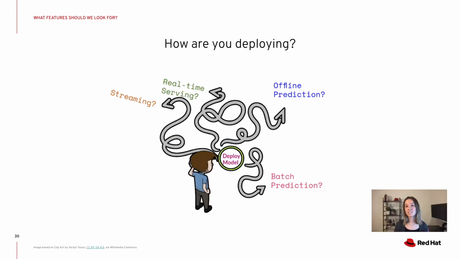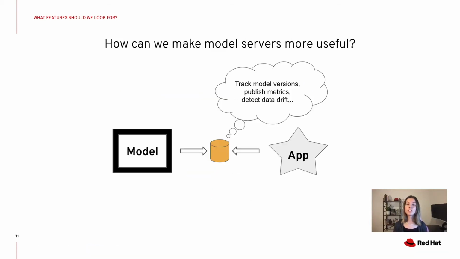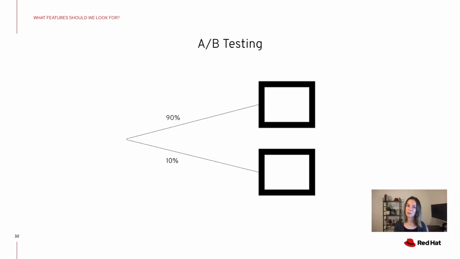Businesses don't have a one-size-fits-all method for how machine learning systems are used. Maybe they have data that's streaming with Kafka. Maybe they do batch prediction. Maybe they do offline prediction. So once you figure out how your model needs to be deployed, you can figure out how to make your model server more useful. You can track model versions, publish metrics, or detect data drift. And these are all leveraging MLOps capabilities to make these models more useful.